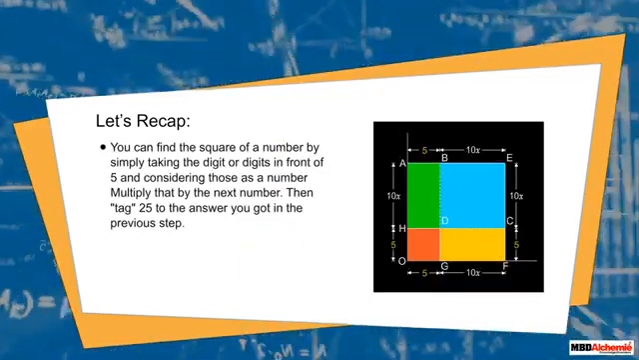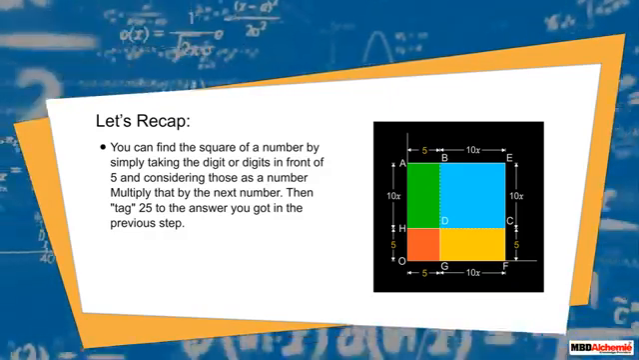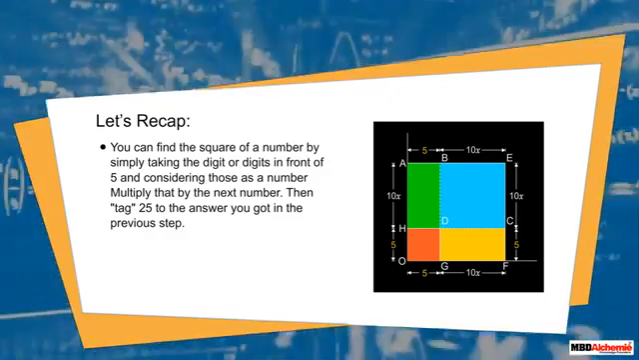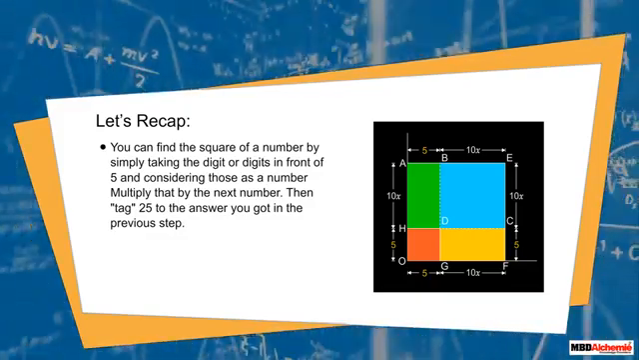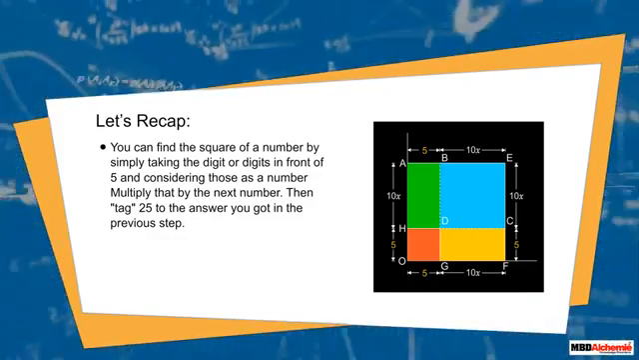You can find the square of a number by simply taking the digit or digits in front of the 5 and considering those as a number. Multiply that with the next number. Then tag 25 to the answer you got in the previous step.